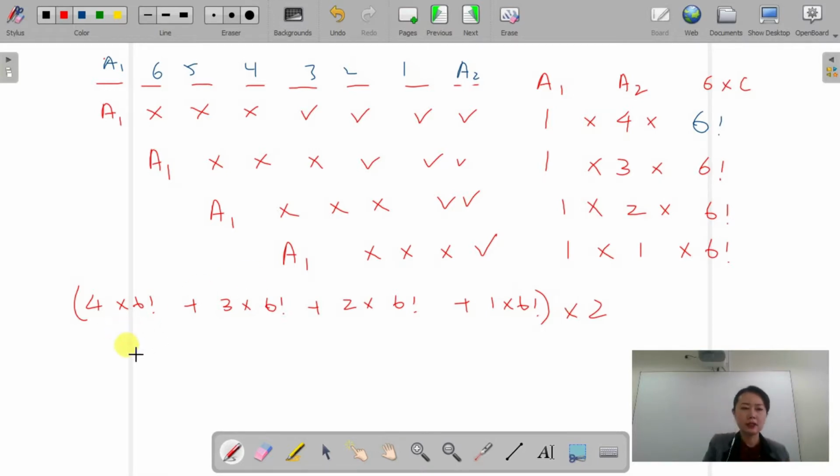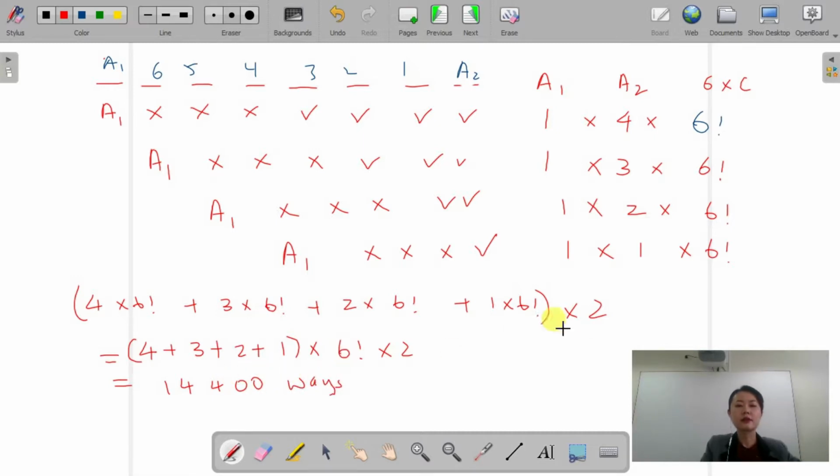Okay, so then it's just a matter of putting this into the calculator. If this makes it easier, you can think of this as 4 plus 3 plus 2 plus 1 times 6 factorial times 2. Okay, put that into the calculator. That's 14400. And that's it. Alright, moving on.